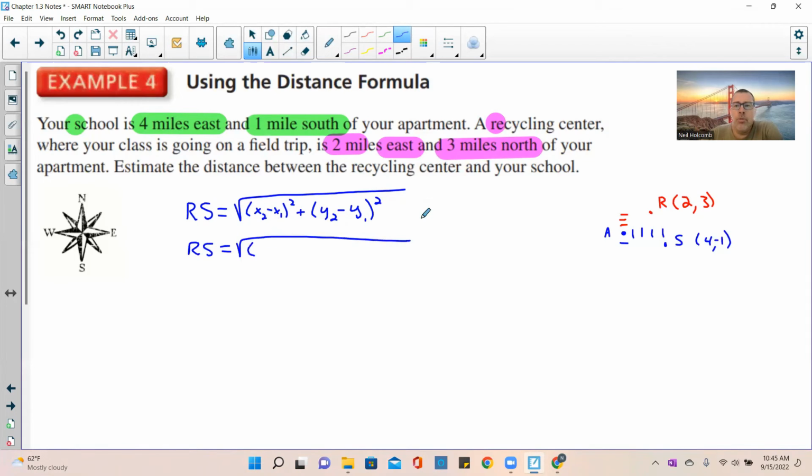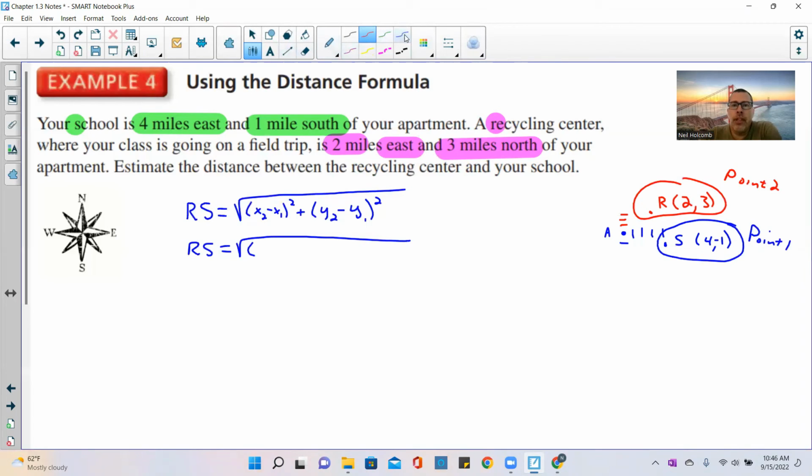Okay, x sub 2. Well, let's call the school point 1. It doesn't matter which one you do, the distance is always going to be the same. And the recycle center, 2, 3, will be point 2. Okay, think of it that way.